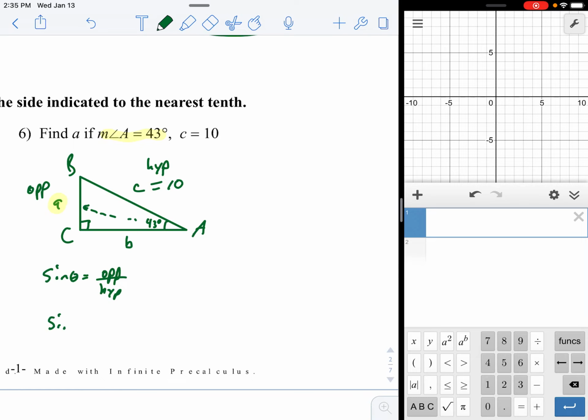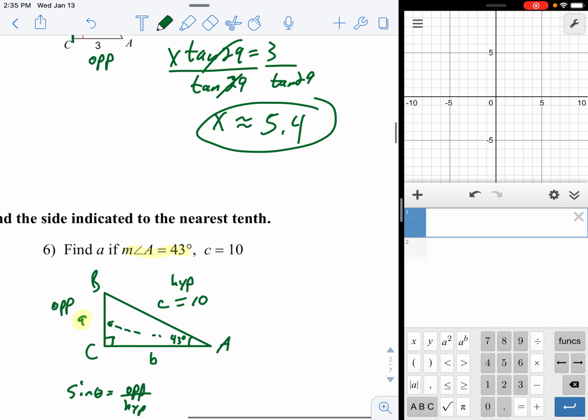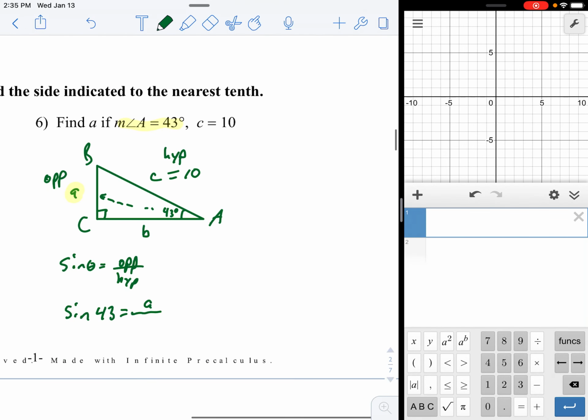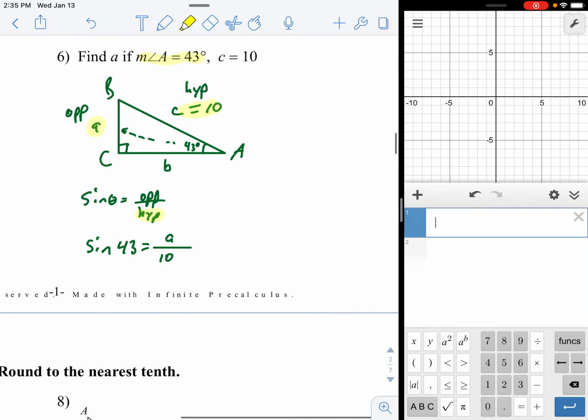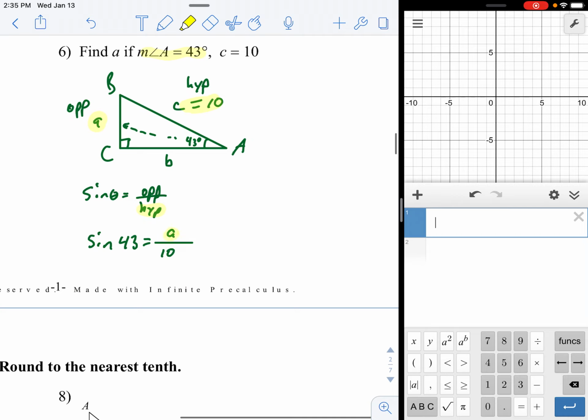So plug in the numbers. Sine of 43 equals A over 10, right? If you wanted to, you could use X like we did up here. It doesn't really matter. Hypotenuse was 10, got plugged in for hypotenuse. Okay, this time the variable is in the numerator.